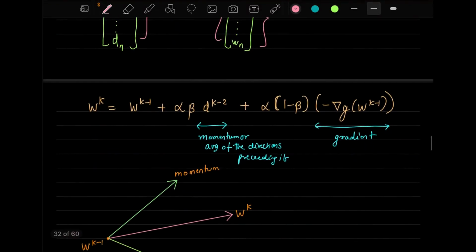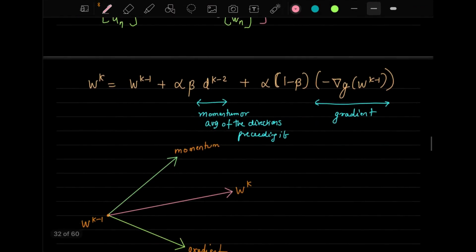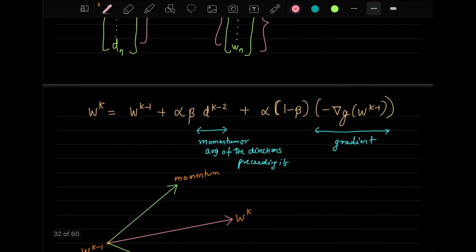Okay, so if I write this equation again, then what will I get? I will get this expression. This is nothing but I am just expanding it out. What I observe from here is there are two terms which are adding with the previous value of Wk minus 1: the first term and the second term.